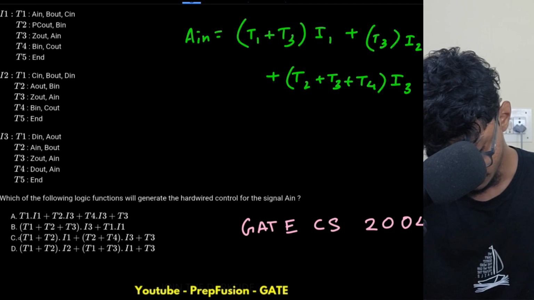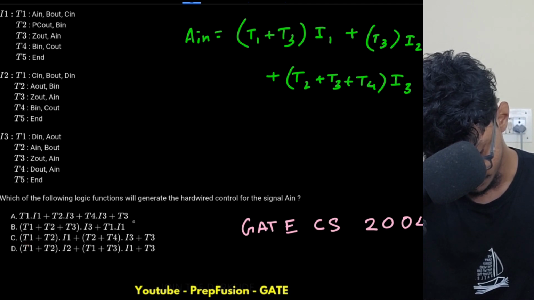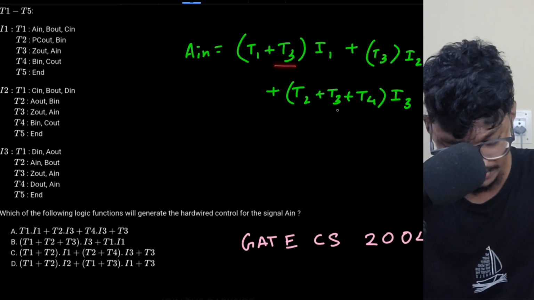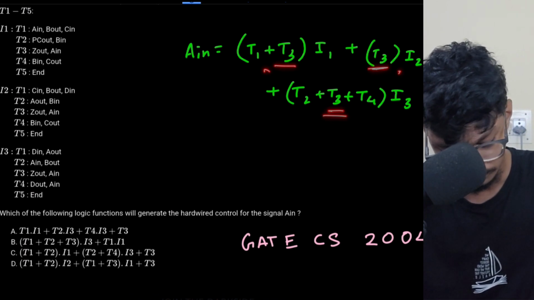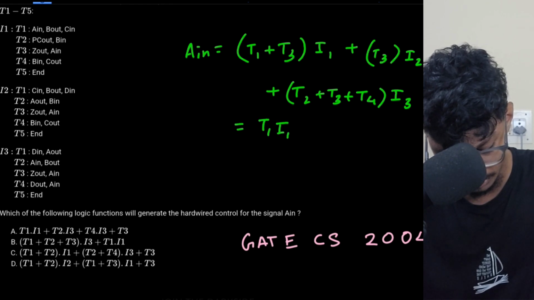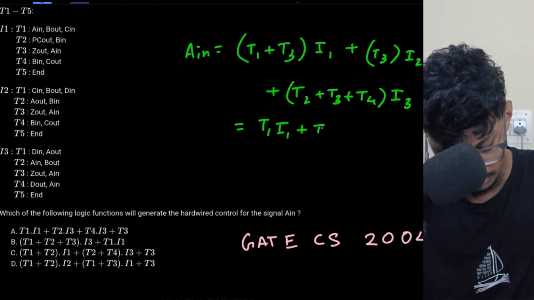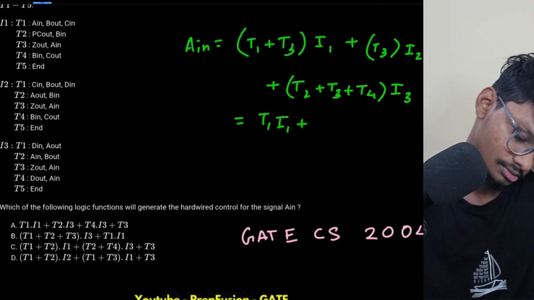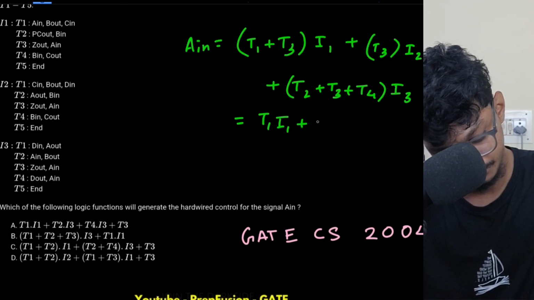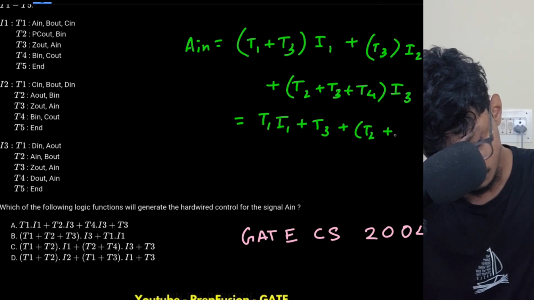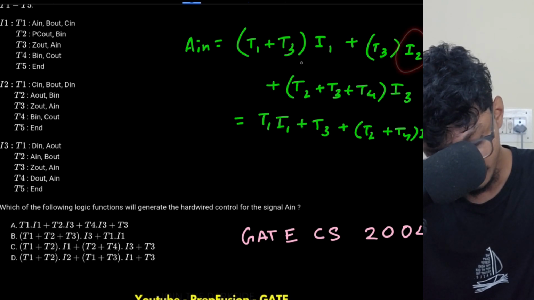So if I see T1 and T3, T1 T3 is not present anywhere. Okay, actually one common thing I observed, that T3, right, it is present in all of them. So this T3 can be directly converted into T1 I1 plus I2 will be gone actually. Oh, I know I2 will be present, plus T3, or T2 T4 I3, because I don't care whatever instructions I have.